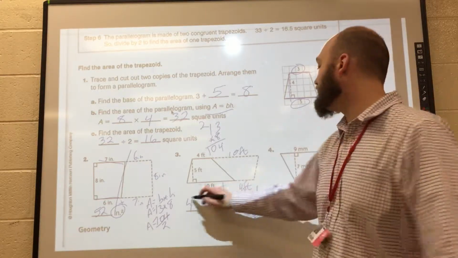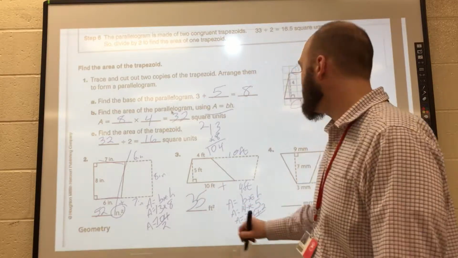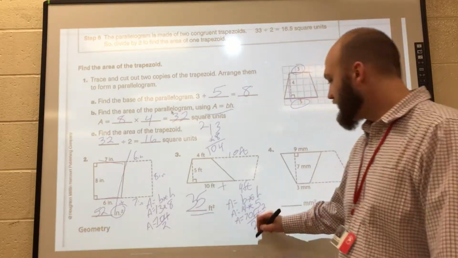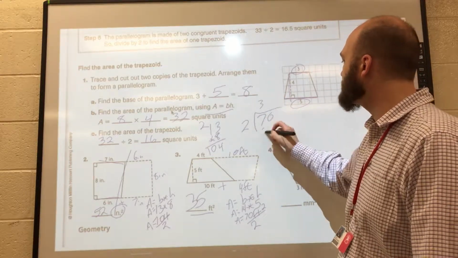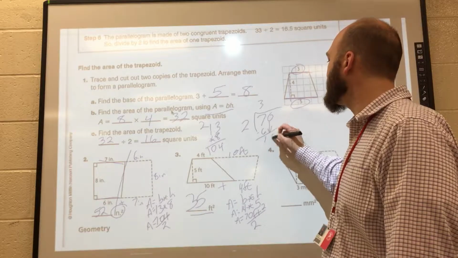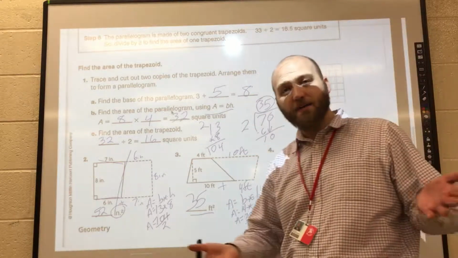my area is not 45, 35 feet squared. Take 70, divide it by 2. 2 goes into 7 3 times. 6, bring down your 0. 2 goes into 10 5 times. 35. Now, why did I divide by 2?